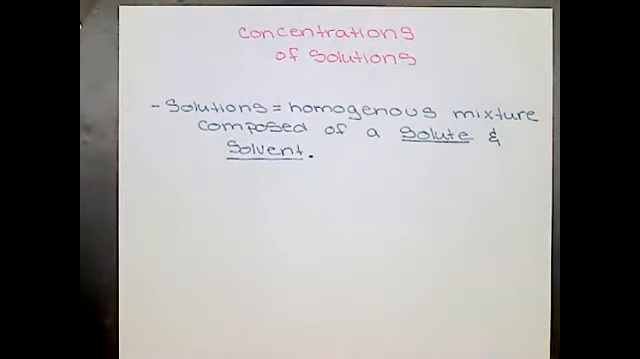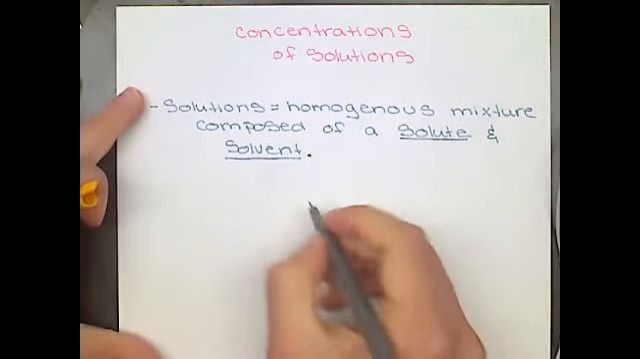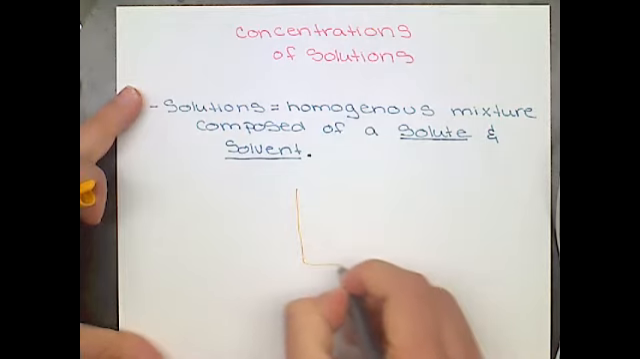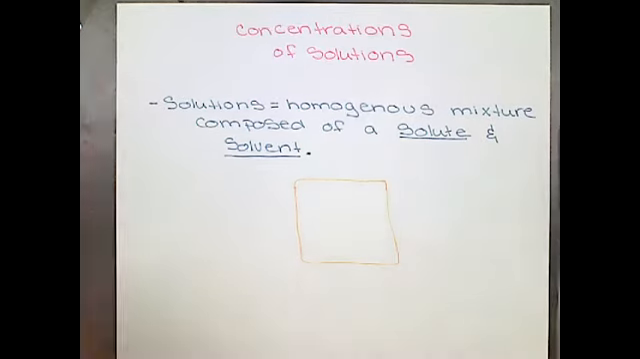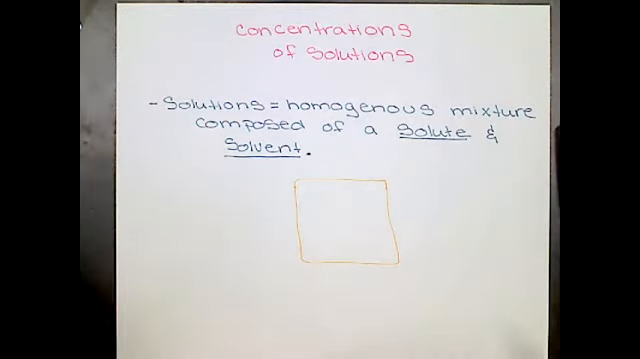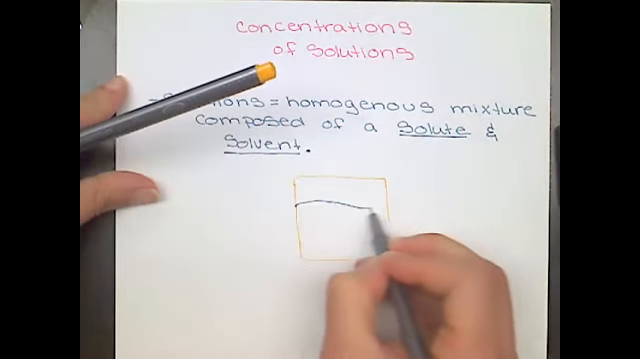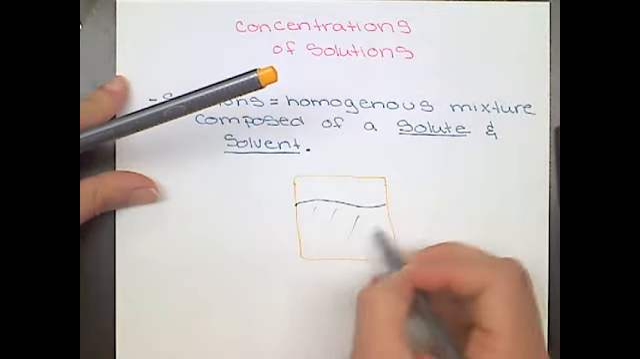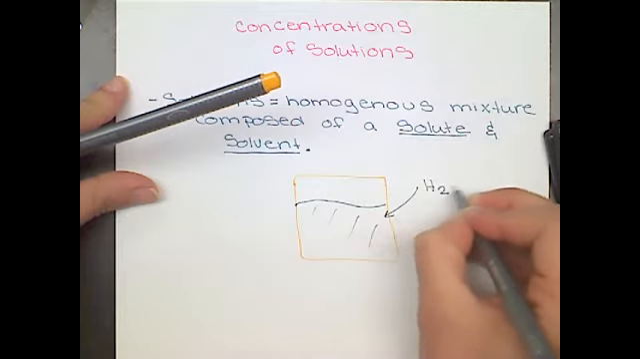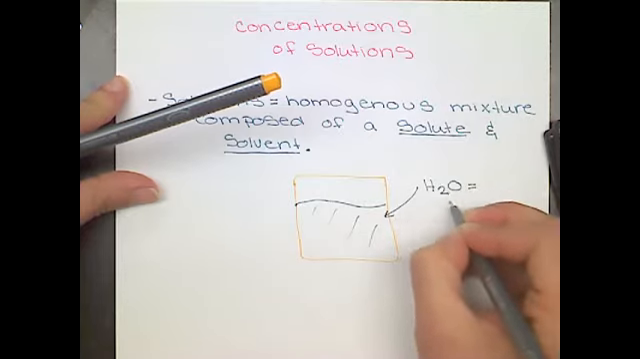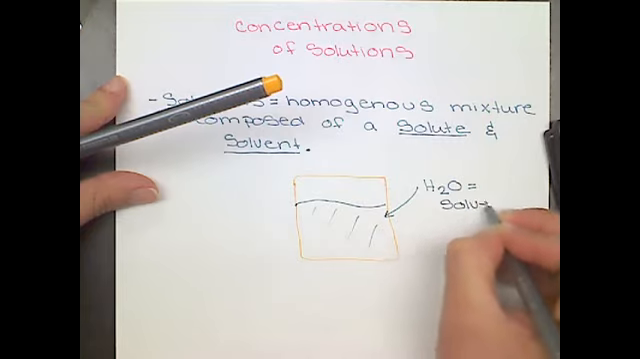All right. So let's think of an example and identify again our solute and solvent. Let's say that I have a beaker. Here's my beaker. And let's say that I fill it with a little bit of water. So here's my water line. We have all these water particles. The water, my H2O, is going to be called my solvent.